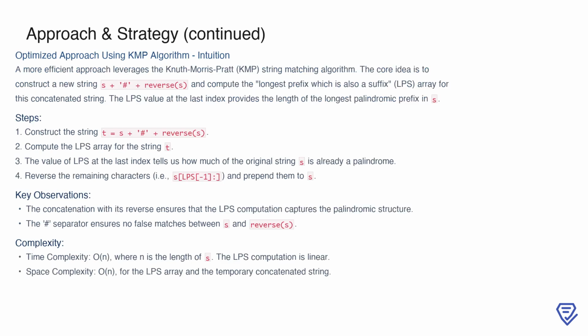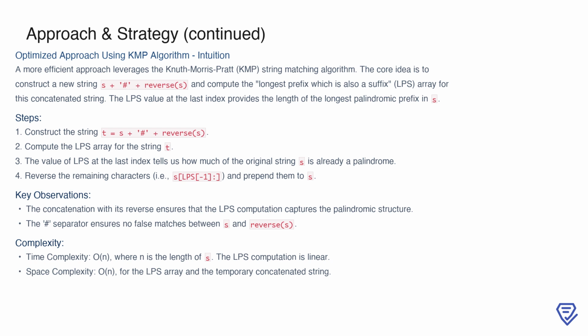Now, to improve efficiency, we can use an optimized approach based on the Knuth-Morris-Pratt algorithm, or KMP. This method relies on constructing a new string by concatenating the original string S, a separator like hashtag, and the reverse of S. From this concatenated string, we compute the longest prefix, which is also a suffix, or LPS, array. The LPS value at the last index tells us the length of the longest palindromic prefix in the original string. With this information, we can identify the remaining portion of the string that needs to be reversed and prepended.